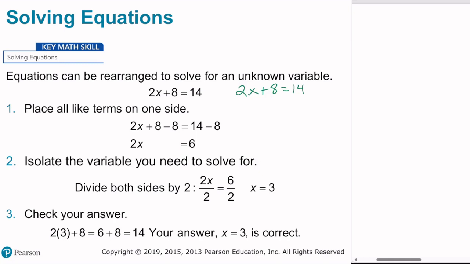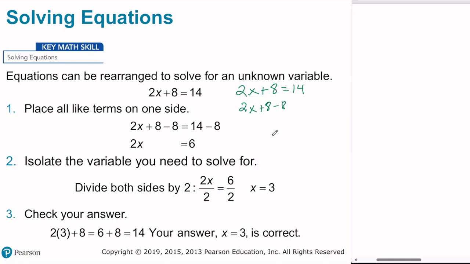For the equation 2x plus 8 equals 14, we need to get the x on a side by itself. We'll need to use a couple of different mathematical operations in order to do this. Let's begin by getting the 8 from the left side to the right side. So 2x plus 8, what can we do to get the 8 off the left side?